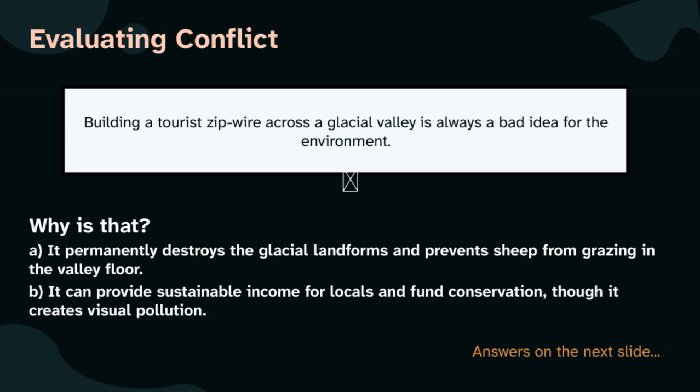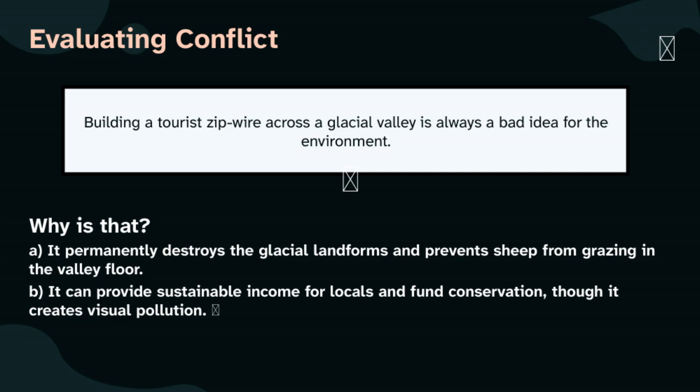Compared with some other developments, a zip wire may have a relatively limited physical footprint if it is carefully planned and managed. So the strongest answer is balanced. We should not simply say, development is bad, or tourism is good. Instead, we should ask, how much damage will it cause? Who benefits? Can the impacts be managed? Is it sustainable in the long term? The best explanation is option B. It can provide sustainable income for locals and fund conservation, though it creates visual pollution.